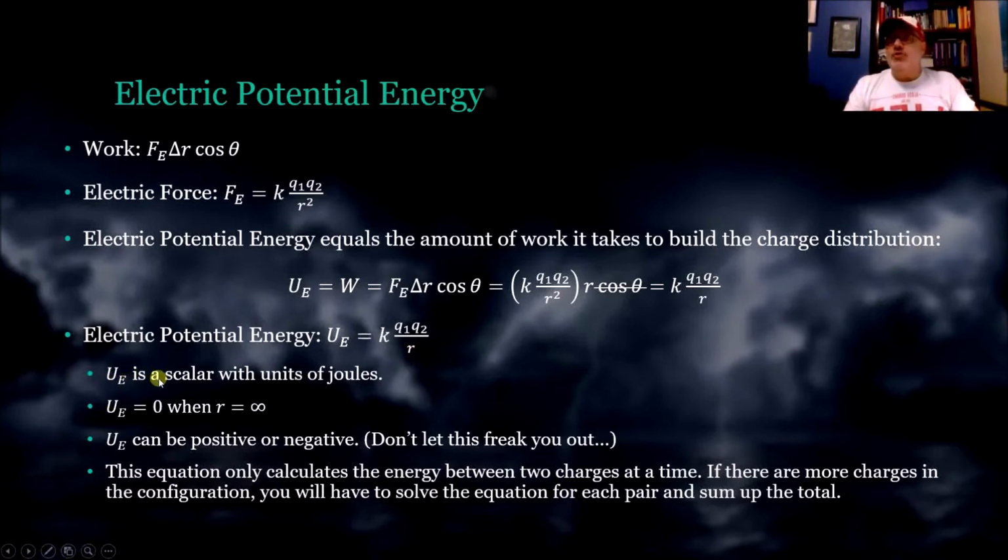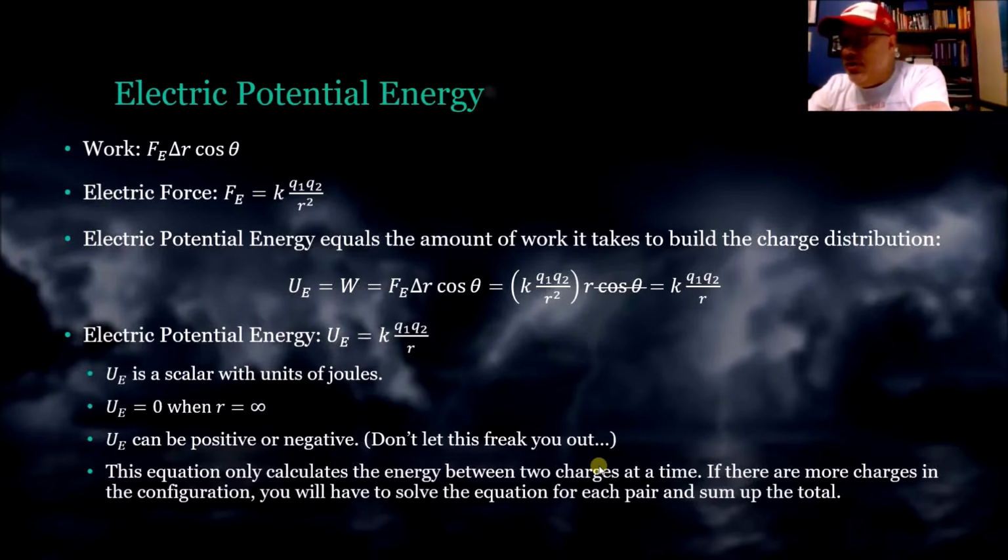Potential energy, electric potential energy, is just like any other potential energy. It's a scalar. It has units of joules. There are a couple of unique things about it, though. We can have zero electric potential energy, but it's defined for us by the equation whenever we're at a radius of infinity. Whenever the charges are very far apart and the radius is very big, electric potential energy goes to zero. Another odd thing about it is that it can be positive or negative. Please don't let this freak you out. The zero is just when they're very far apart. Negative just means it's below that spot. Positive means it's above that spot.